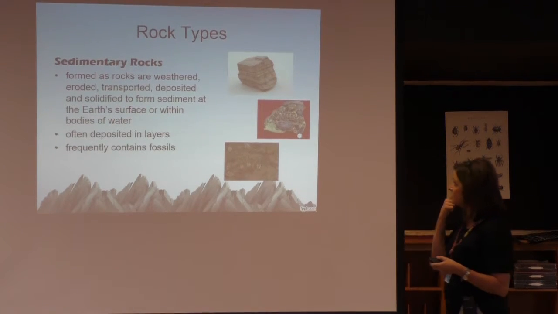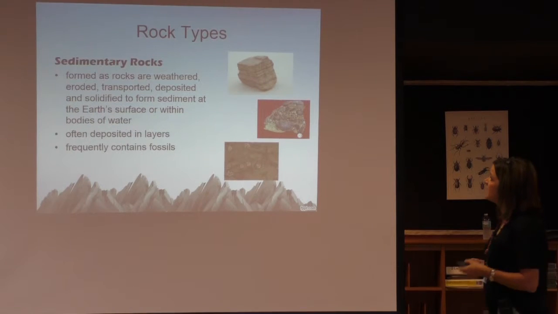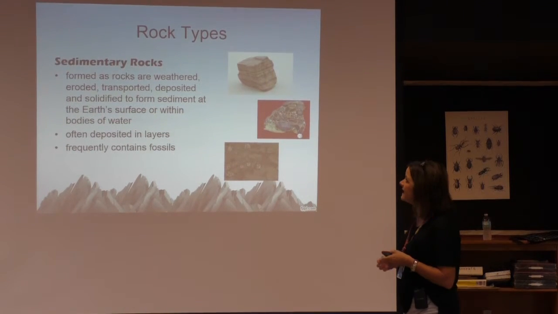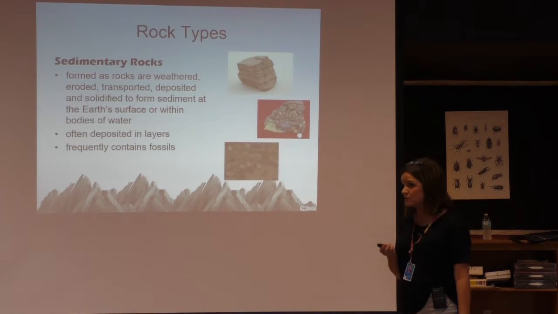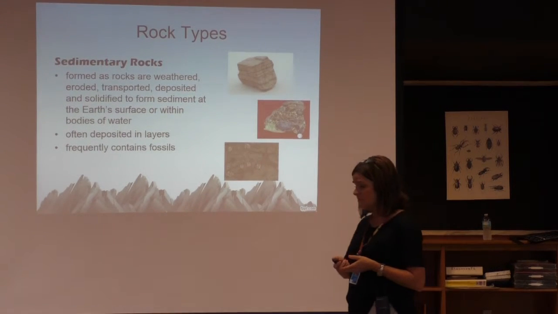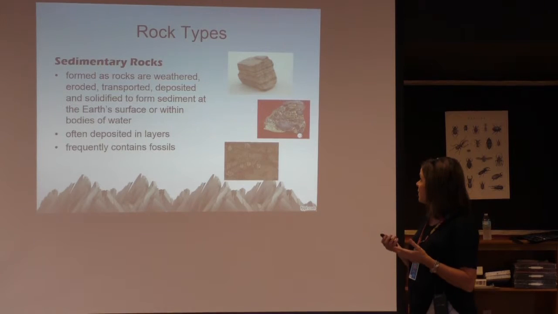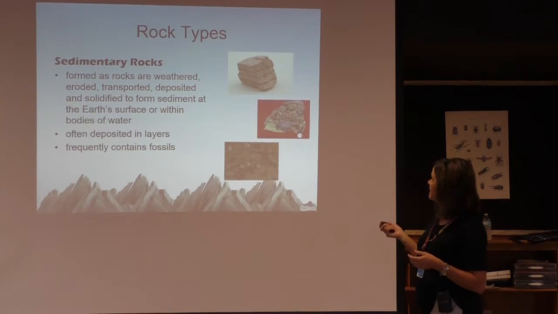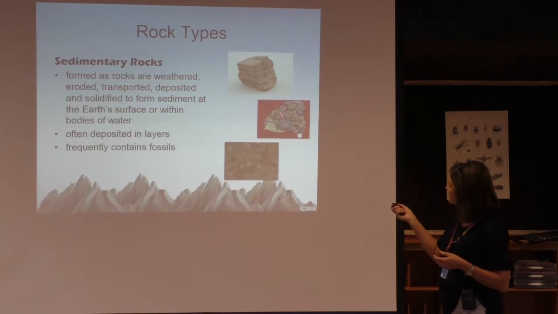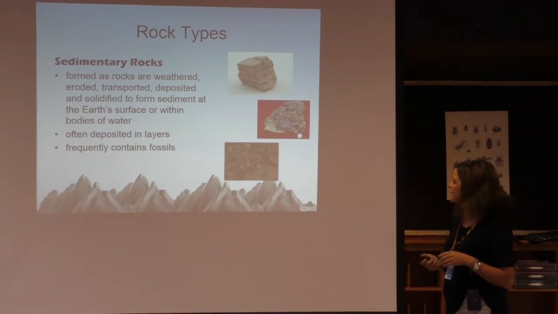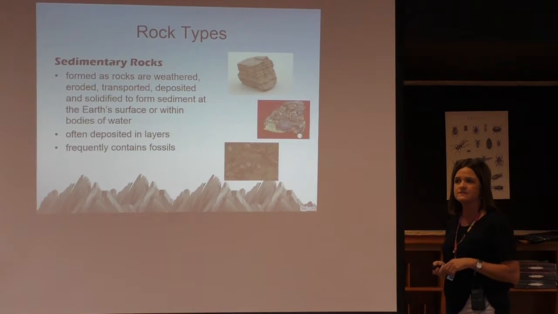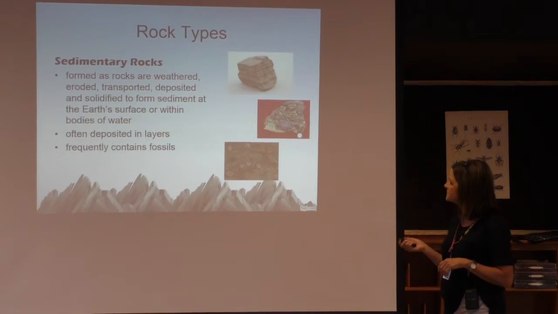Sedimentary rocks is the second rock type. This is formed as the rocks are weathered, eroded, transported, deposited, and solidified to form sediment at the Earth's surface or even within bodies of water. And they're often deposited in layers, as you can see the different layers in that rock there. Sometimes they're clumped together, just depends on what's there and how they're packed down. And this particular rock type is one that we frequently see fossils in.